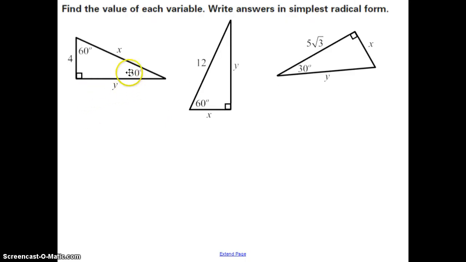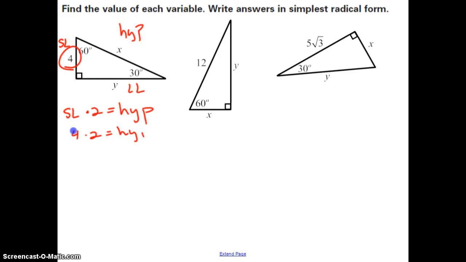First, let's label the sides. This one's our short leg because it's opposite from the 30 degrees. This one's going to be our long leg, and of course this is our hypotenuse. So we start off with the given short leg. The short leg times 2 gives us the hypotenuse. So we're going to take the short leg times 2 to give us our hypotenuse. Our hypotenuse is going to be 8.